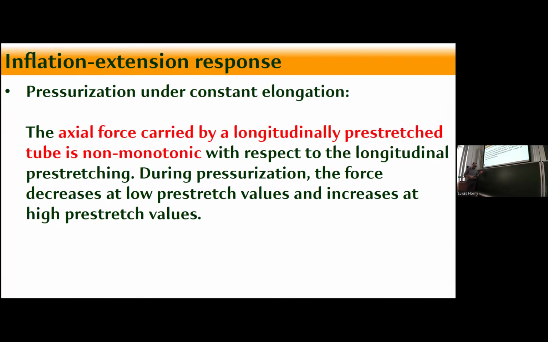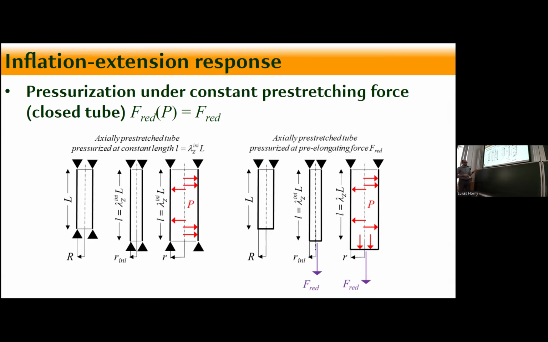Now, let's look at the closed tube and imagine that we have a tube which is, for example, during an experiment, hanging on some support, on some crane, and we hang some weight on its lower end and induce some constant prestretching force. Yeah, in an experiment, probably this will be realized like a closed tube. So this is the original case, and the second case is that this is the reference state.